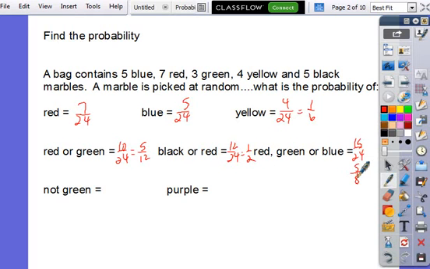Not green, I need everything that's not green in this one, which in this case would be 21 of them. You can get that by adding up the ones that are not green, or saying, how many greens do I have? 3. And how many did I say I had total? 24 minus 3 is 21. That can go on the top. 24 is still in the bottom. Purple. How many purples do I have? 0. What's the lowest number you can have on a probability? 1? Lowest? Oh, 0. Highest is 1.